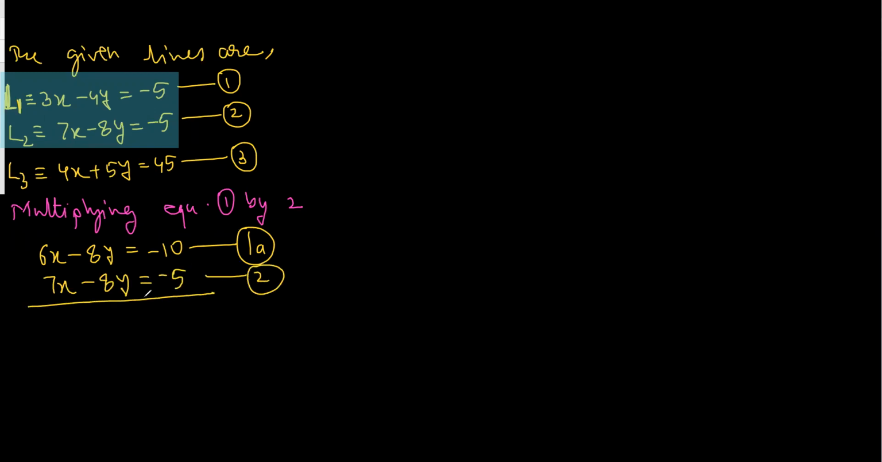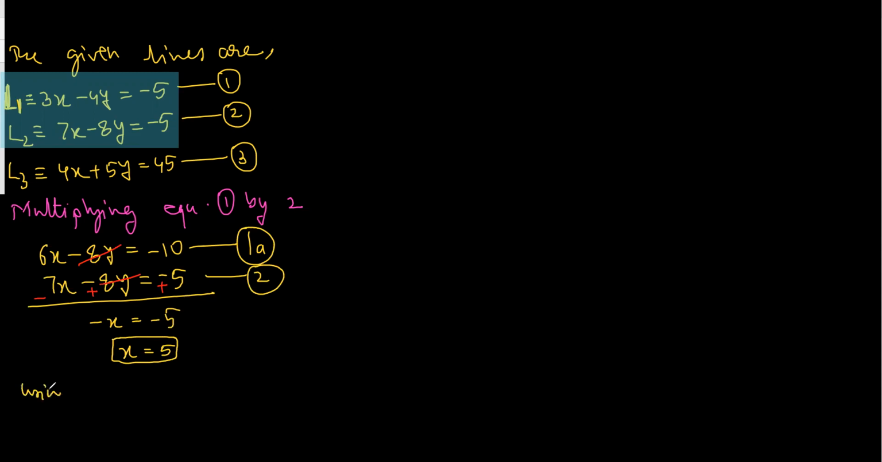Now subtract the second equation. When you subtract, the signs will change. This is plus, so it will become minus 7x. This is minus, it will become plus, because we are subtracting. Now minus 8y plus 8y becomes 0, and 6x minus 7x is minus x, equals minus 10 plus 5, which is minus 5. So you got x as 5.